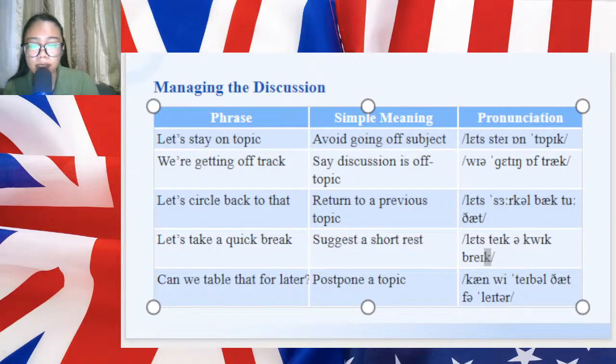All right. We're already done with pronunciation. The last phrase we have is, can we table that for later? This will be the last phrase for today's session. And this is, can we table that for later? This is postponing a topic. A question proposing to postpone a particular topic or issue for discussion at a subsequent time, either later in the current meeting or in a future meeting. So tabling a topic is a way to manage meeting time effectively by deferring less urgent or time-consuming discussions.